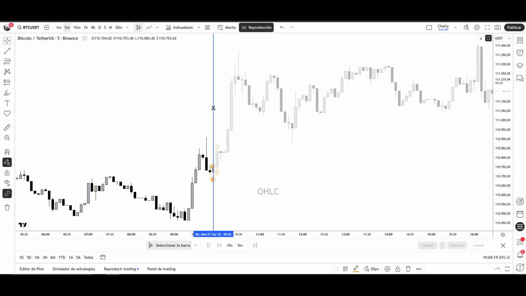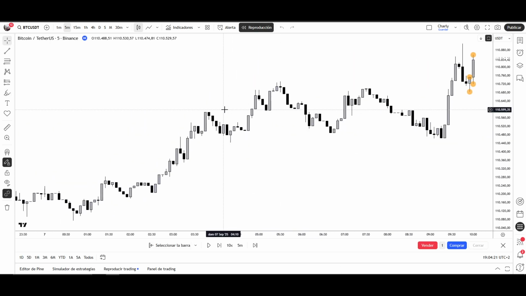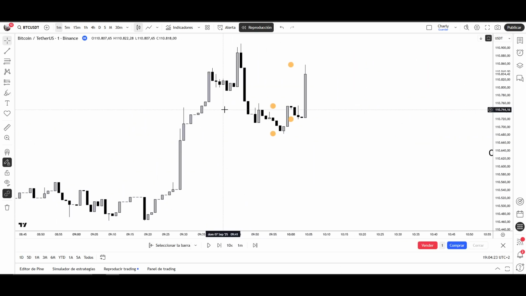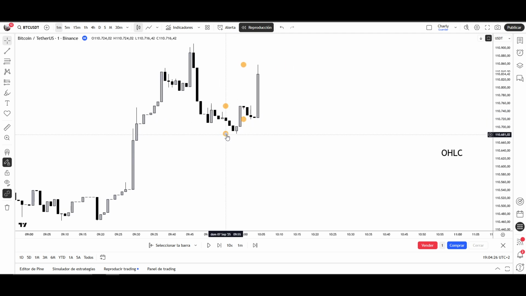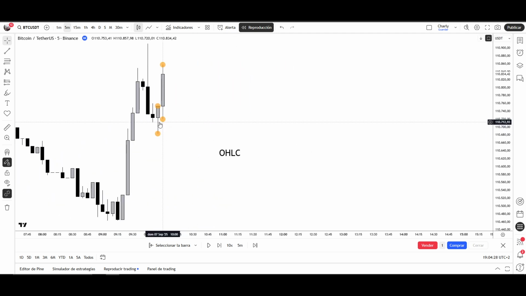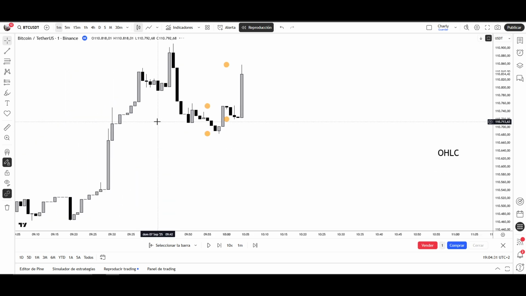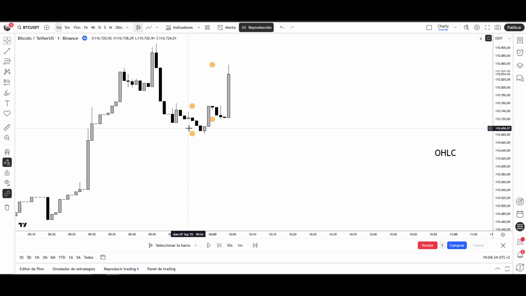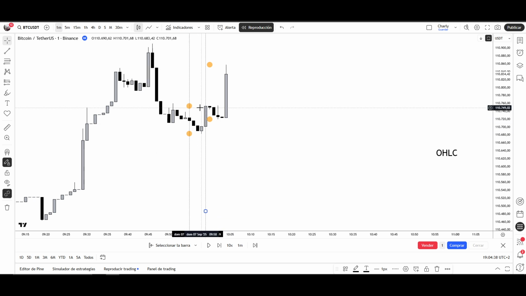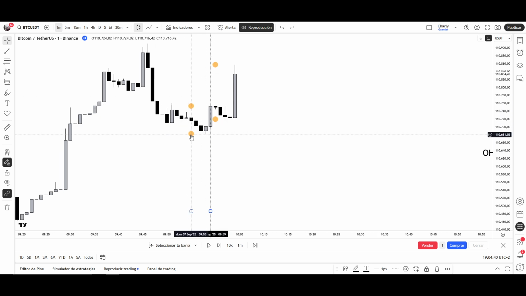Let's put the replay mode. And let's go back to 1 minute so we can see the price action. As you see, the 5 minute candle right here is from 9:55 to 9:59. 9:55 until 9:59. You see that in this gap of time, first makes the low, as you see right here, and then makes the high.